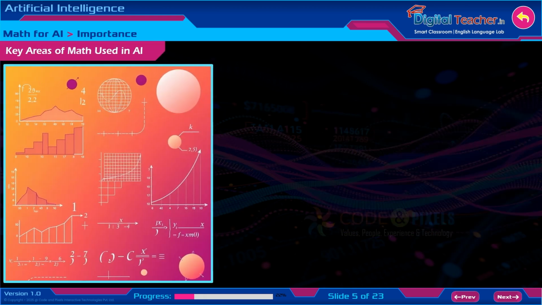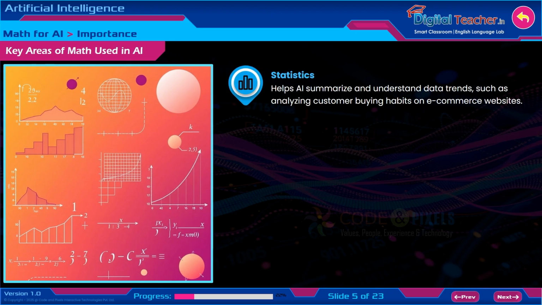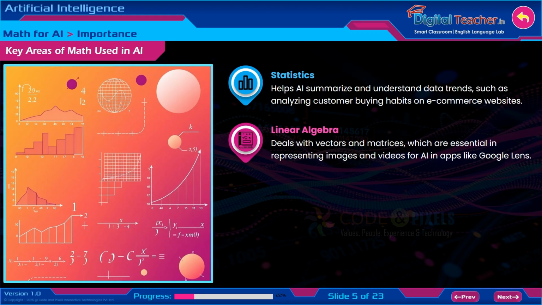Key areas of math used in artificial intelligence. Statistics helps artificial intelligence summarize and understand data trends, such as analyzing customer buying habits on e-commerce websites. Linear algebra deals with vectors and matrices, which are essential in representing images and videos for artificial intelligence in apps like Google Lens.